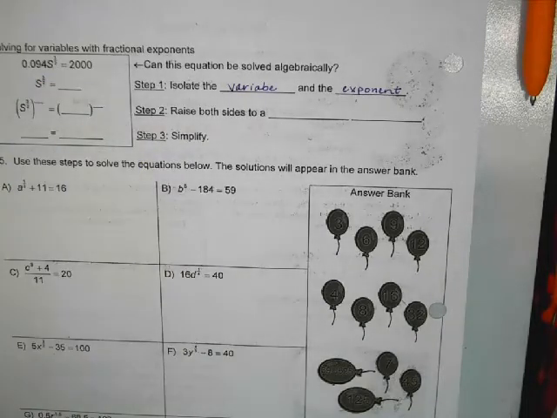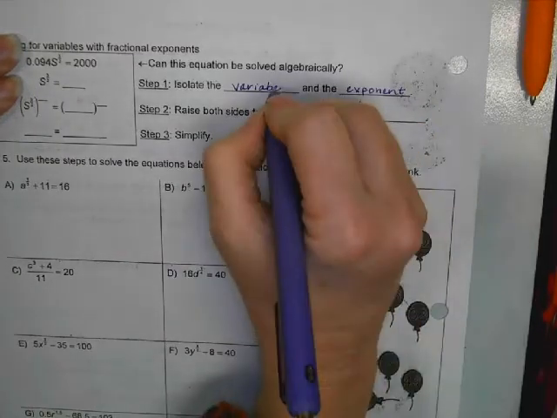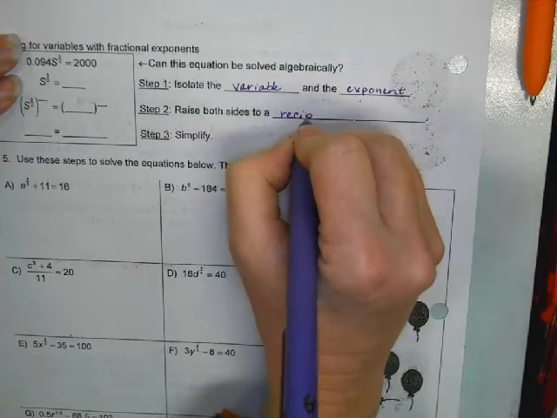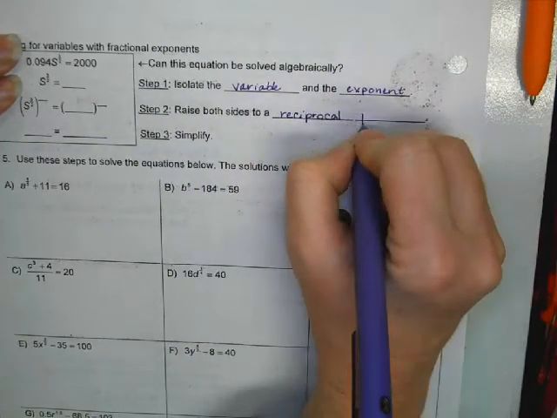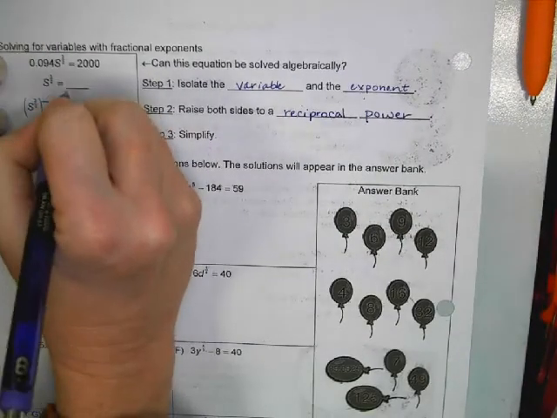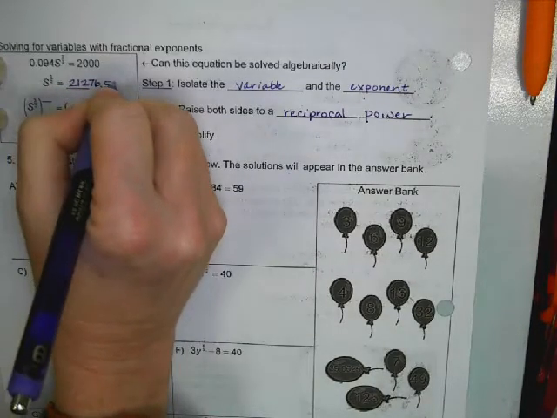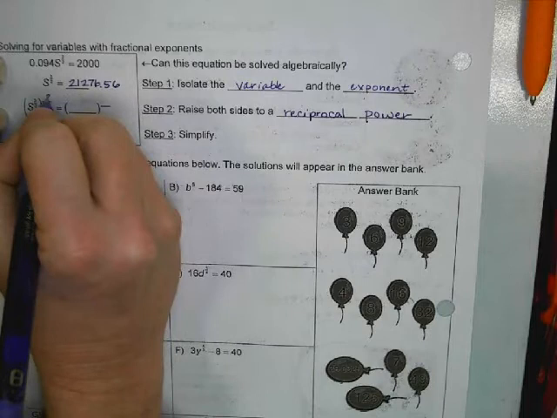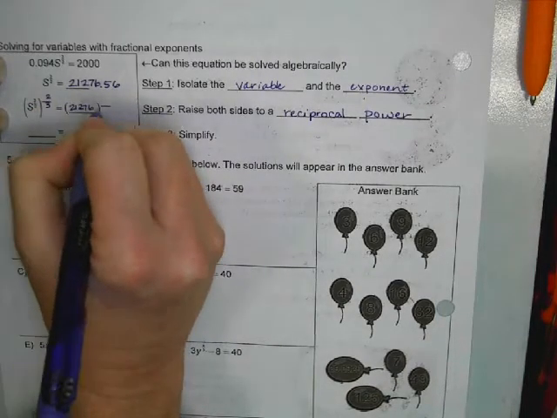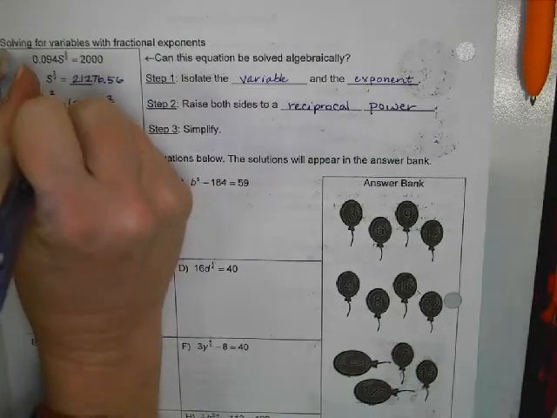So once we've divided, then we get s to the 3 halves power. We raised both sides to a reciprocal power. That means you just flip the fraction over. So in this case, we raised this to the 2/3 power. And if you do it on one side, you have to do it on the other. And then that gave us our solution.